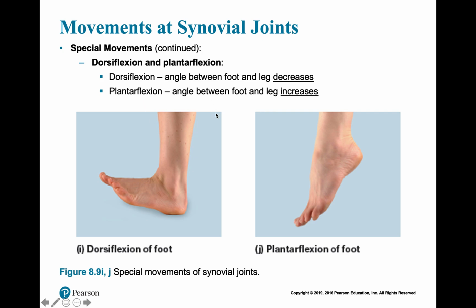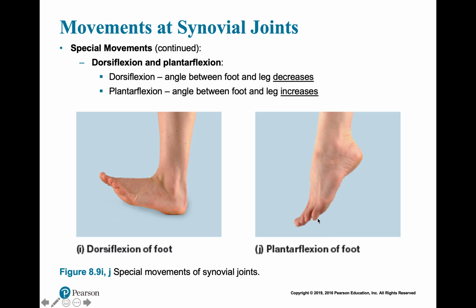Dorsiflexion and plantar flexion. All right, so this is again at your ankle joint. Dorsiflexion is this first image right here. And so think of, you have your heel, your calcaneus on the ground, and you lift your toes and the balls of your feet up, where only your heel remains on the ground. This is dorsiflexion, all right? So the angle between the foot and the leg decreases. So this angle right here decreases. Just think of it that you're trying to bring the top of your foot closer to the anterior surface of your leg. This is dorsiflexion.